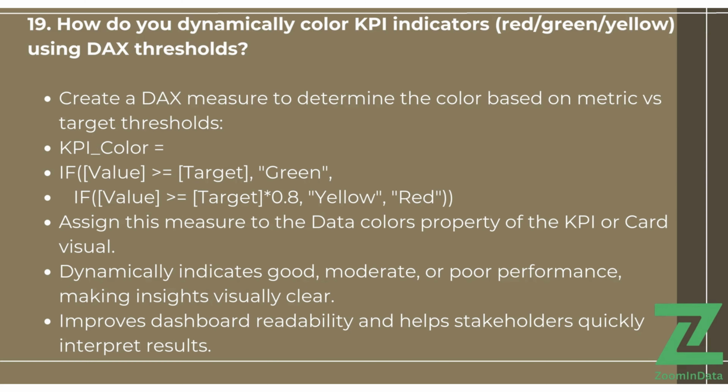19th question. How do you dynamically color KPI indicators, red, green, yellow, using DAX thresholds? Create a DAX measure to determine the color based on metric versus target thresholds. KPI_color equals. If the value is greater than or equal to the target, then green, if the value is greater than or equal to the target multiplied by 0.8, then yellow, otherwise red.